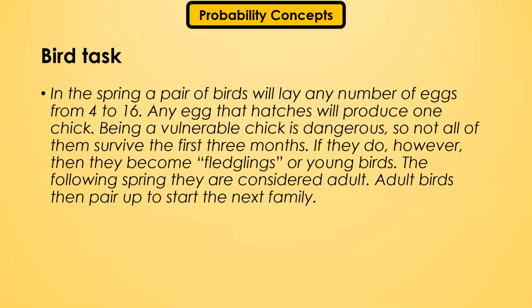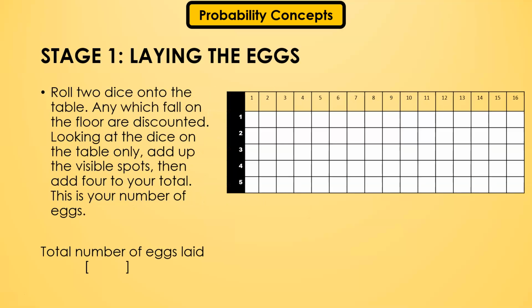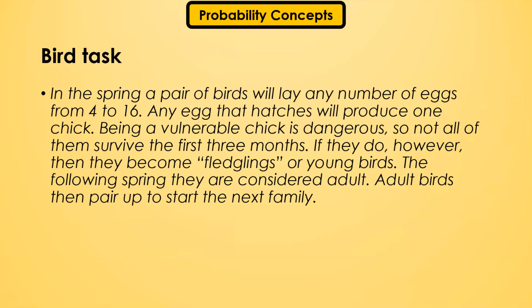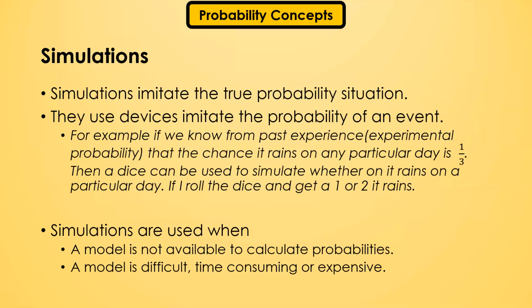That's something that's obviously going to take a bit of time. So we would have to wait a whole year to work out those answers. Or using previous information, we can have a look at trying to predict or simulate how many we would expect to get. So obviously this problem's got a number of stages. The first thing is laying the eggs. So you were told that at the start the number of eggs that a bird will lay is between 4 and 16.